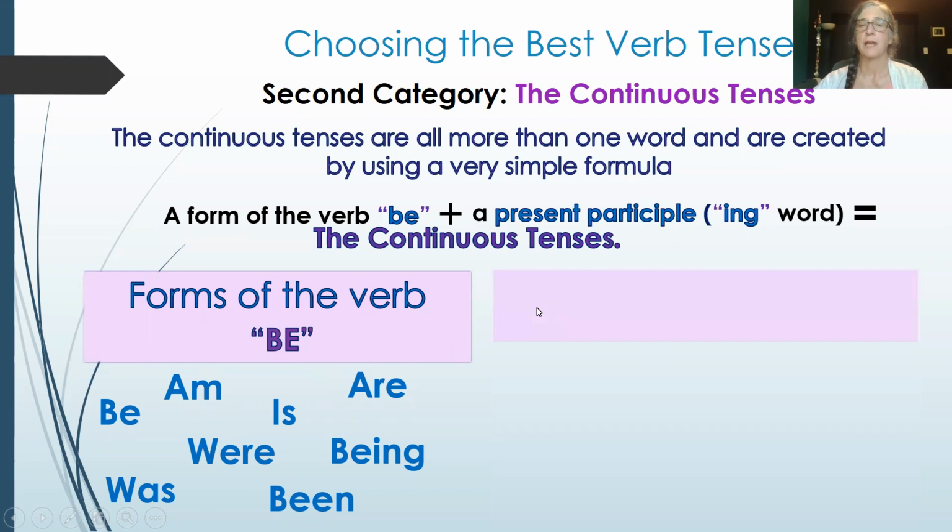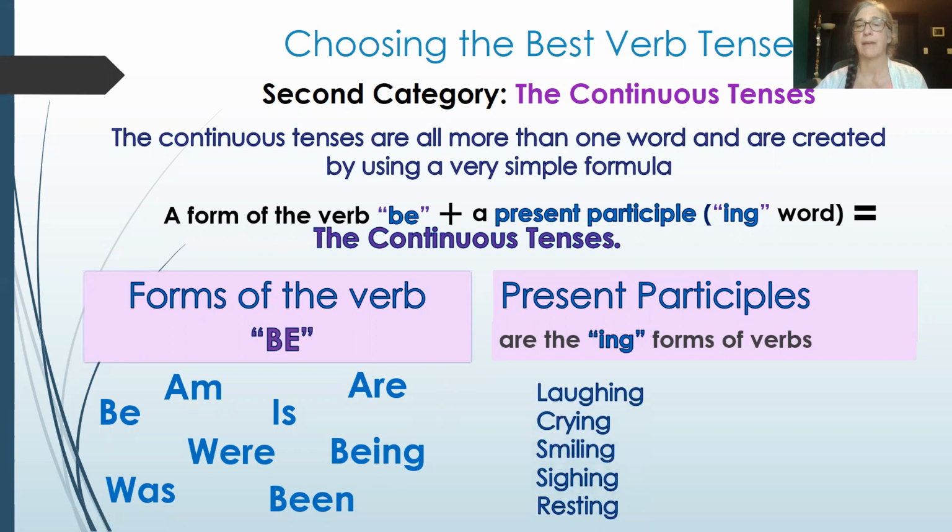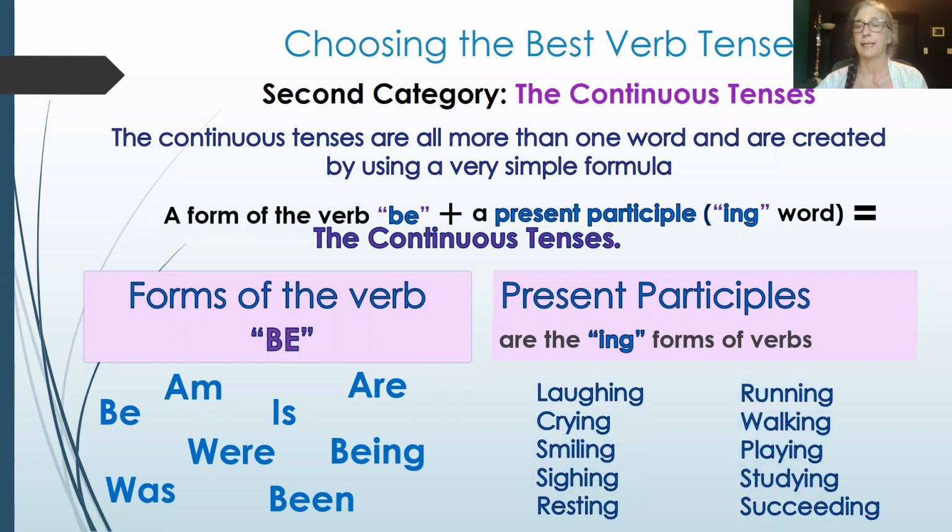And now let's look at some examples of our present participles, those ing words. These are just a few of them. Every single verb has a present participle, but here are a few of them: laughing, crying, smiling, sighing, resting, running, walking, playing, studying, succeeding. So again, our formula for creating the continuous tenses is one of these verb forms plus the present participle equals the continuous or progressive tenses.